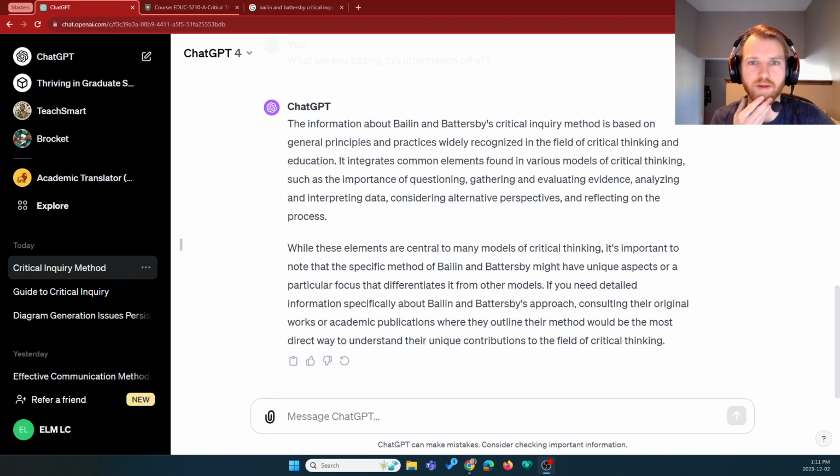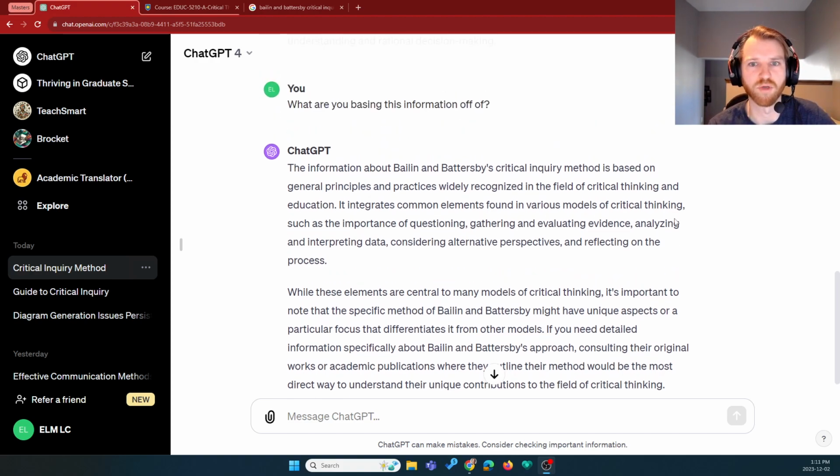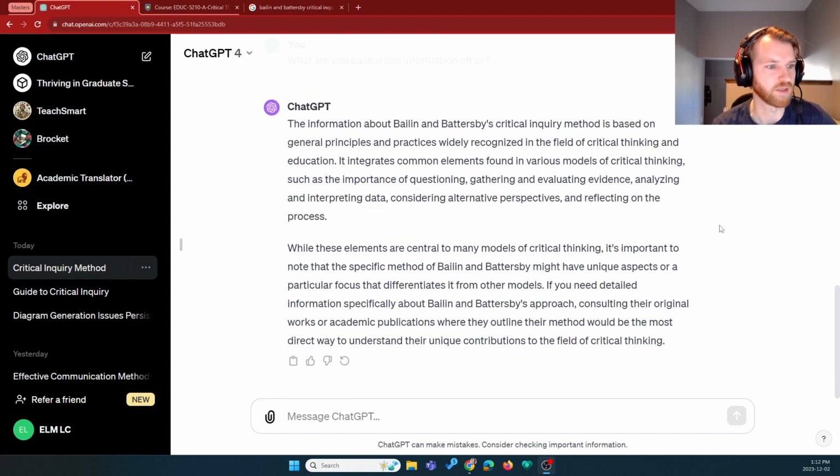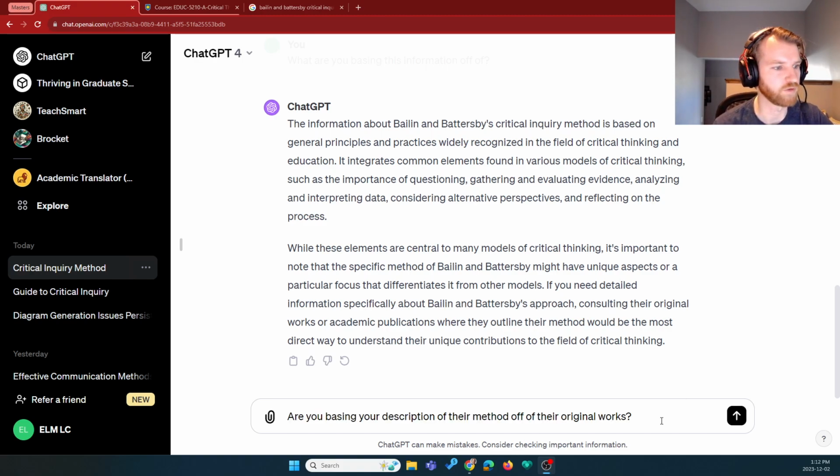So I'm still not 100% sure. It's saying that it may have misunderstood my question. It's saying the information is based off of general principles and practices widely recognized in the field, and so they're central to many models. They might have unique or particular focuses from other models, but it's recommending, at least for me, to go to their own writing. So I think I'll ask it now if it's basing it off of their specific writing or not. So I'm going to ask it, are you basing your description of their method off of their original works?